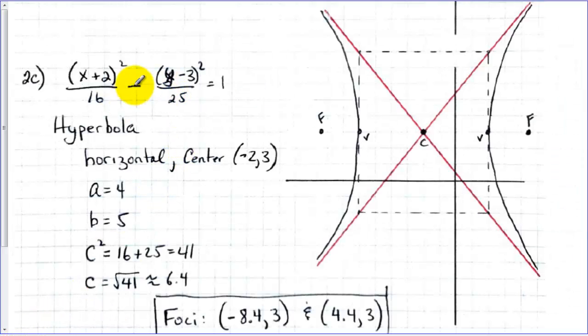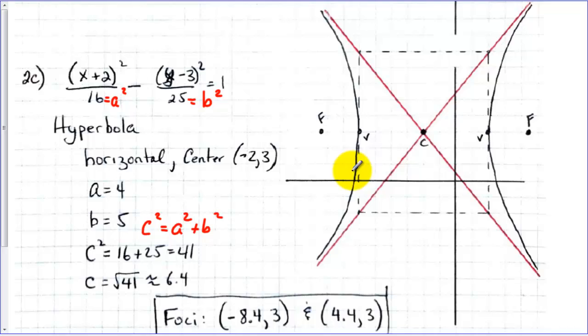Now we do a hyperbola. Again, the x is positive, so it's horizontal. Our center is at -2, 3. This is our a squared, because it's under the positive term. This is the b squared. And we have our formula c squared equals a squared plus b squared for hyperbola.